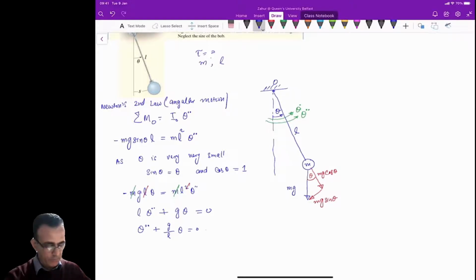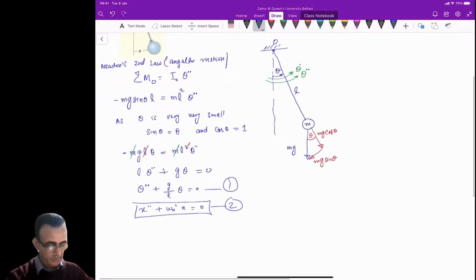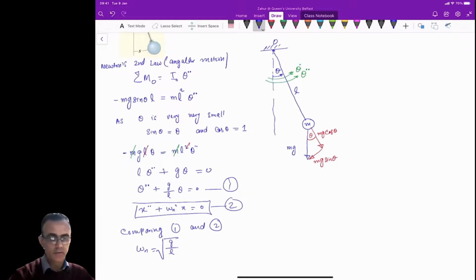And now if you call this equation 1, and compare it with x double dot plus omega n square x equals 0, which was the equation that we derived previously, comparing 1 and 2, then omega n in this case is the square root of g divided by L. So this is our omega n here.